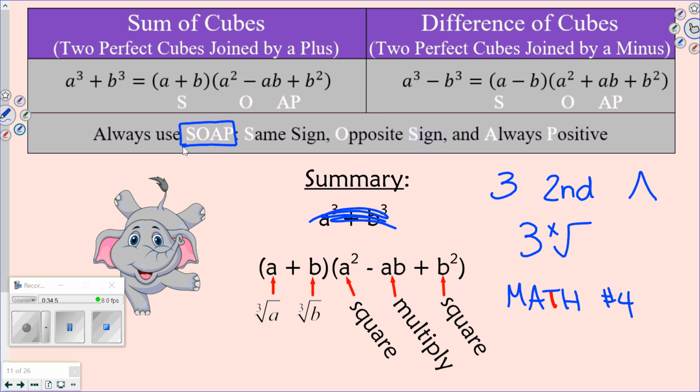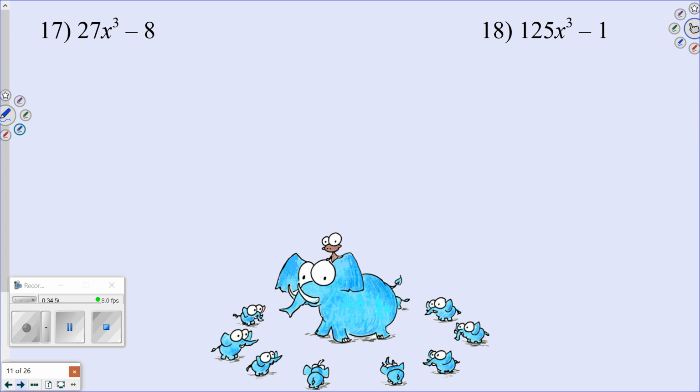Mm-hmm. Cube root it? Yep. You shouldn't. Then yours was probably a GCF to begin with.